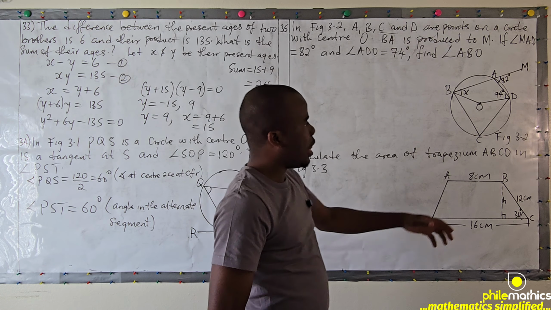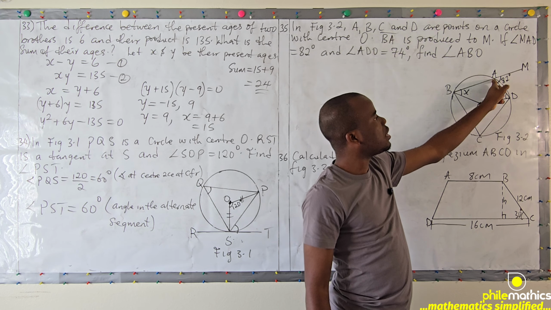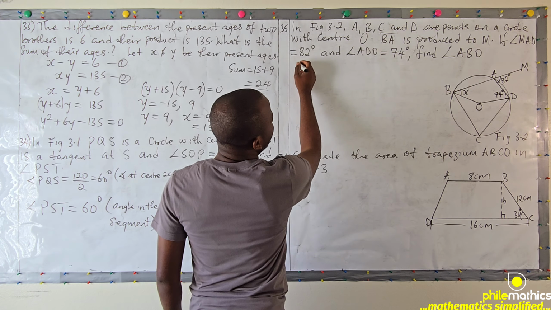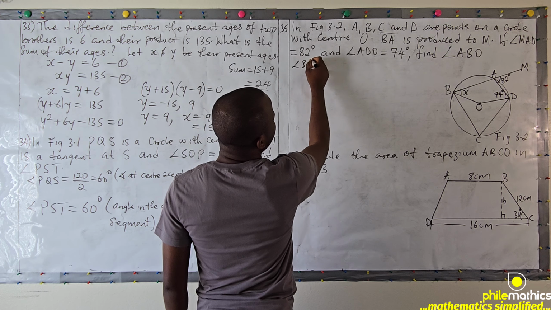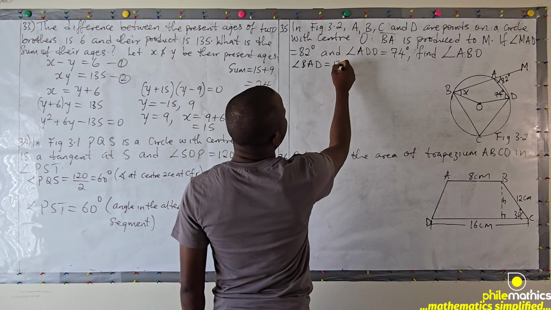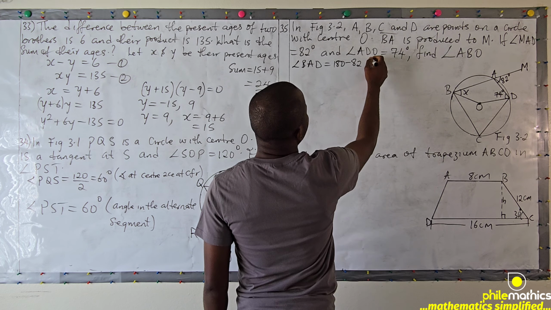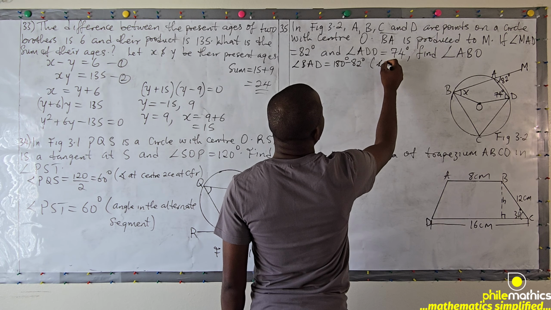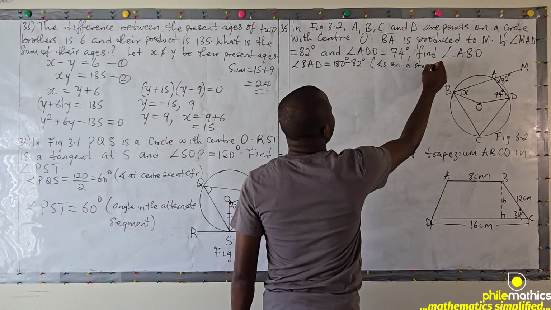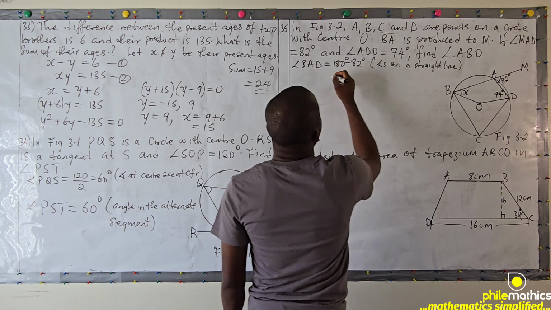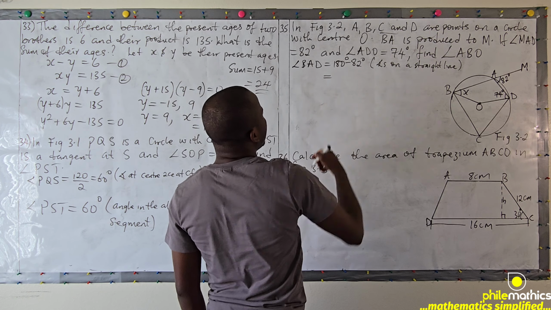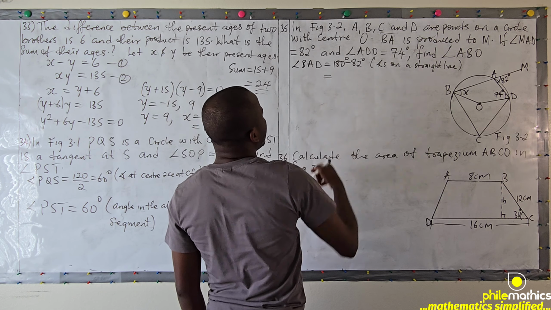Like I said, always start from what you are given. We are given this. We are given this. From this, what can we see? We know that if we get this angle, we get this angle, we already know this angle, we can get this. So I can get what this is, right? So angle BAD is simply 180 minus 82 degrees, because angles on a straight line. And that will give us 180 minus 82 is 98 degrees. And so we have gotten here as 98 degrees.